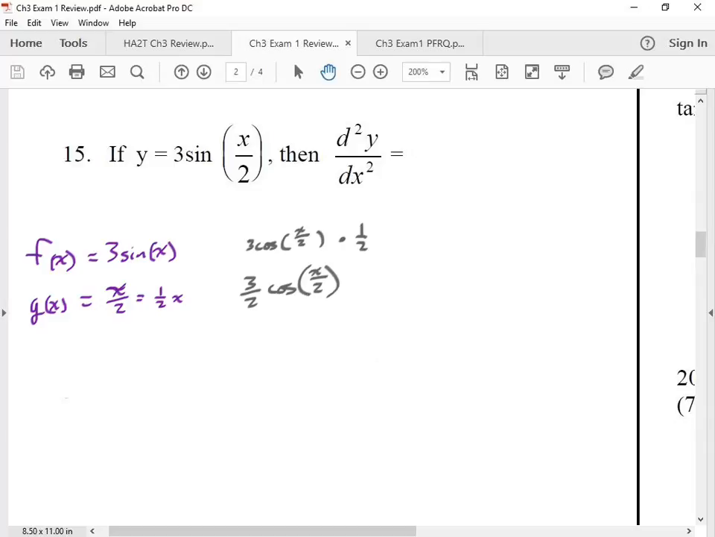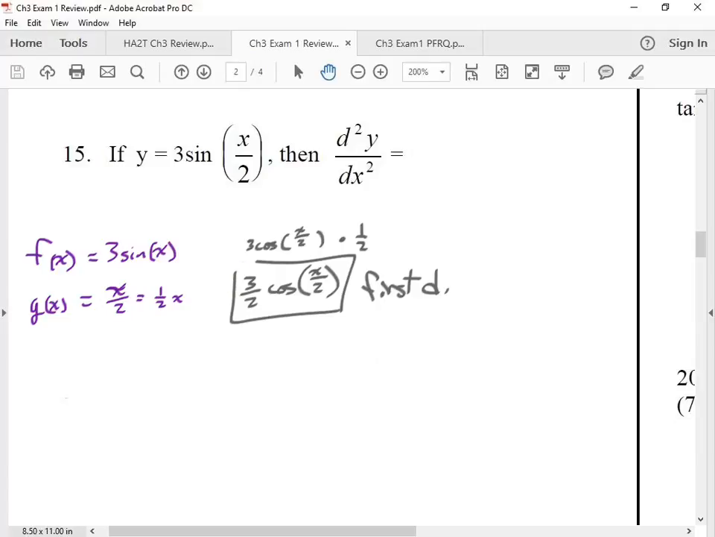Do we have something to plug in? Nope, nothing to plug in. We're done. Is that it? Sorry, that's only the first derivative. I got to do it again. Okay, so that's the first derivative. Wait, what happened to the 1/2? The 1/2 multiplied to the 3. See, I got 3 over 2.